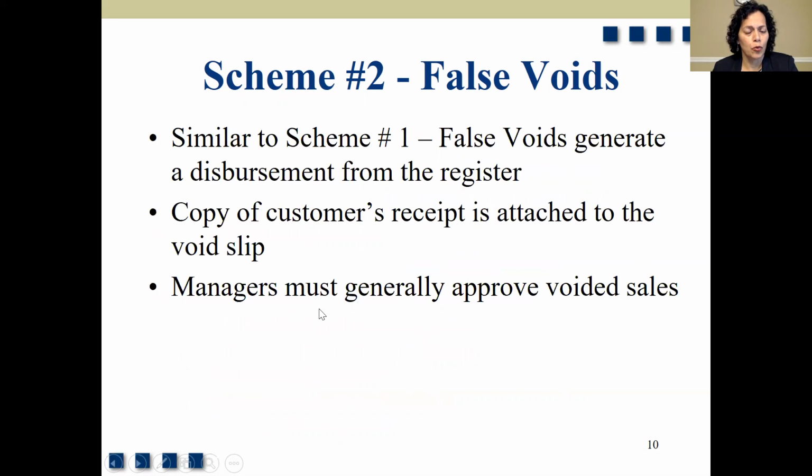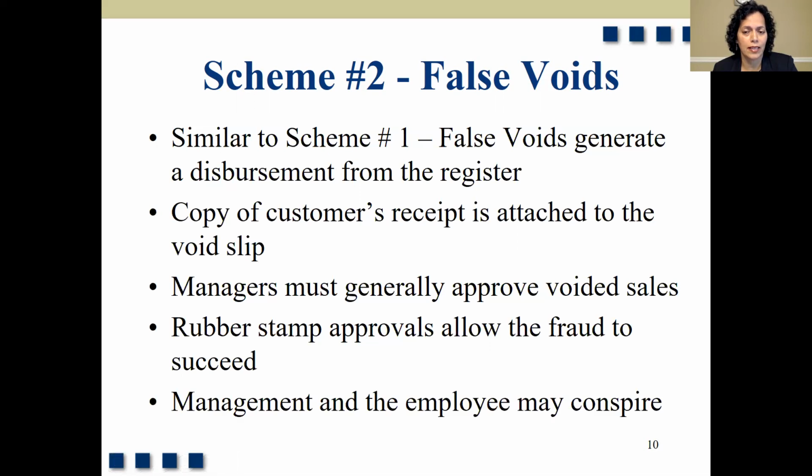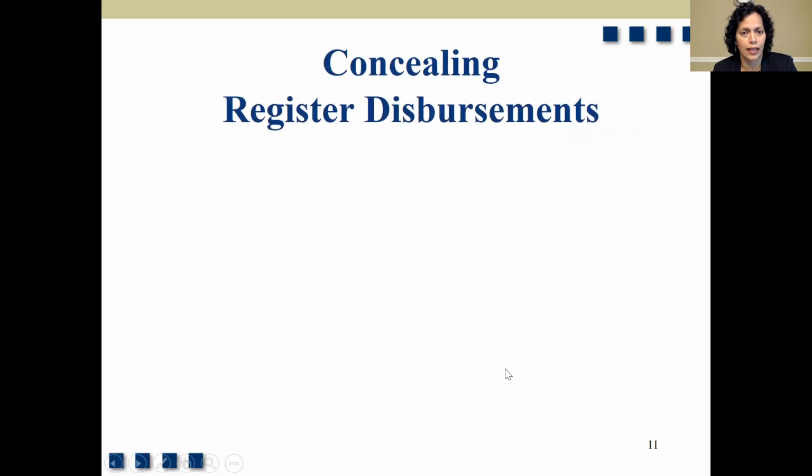Managers typically have to approve the void returns. Of course, if you have a rubber stamp supervisor, this process is going to become extremely easy. And if the management and employee conspire, they collude to perpetuate this fraud, again, it's going to be a really simple thing that can happen.